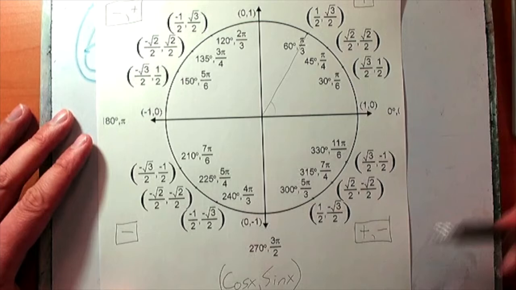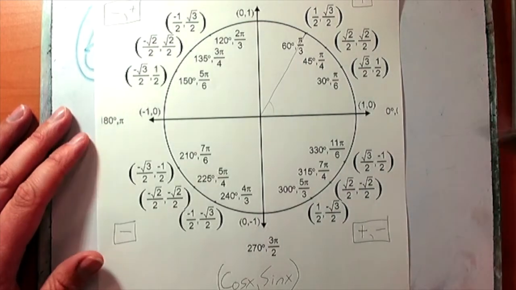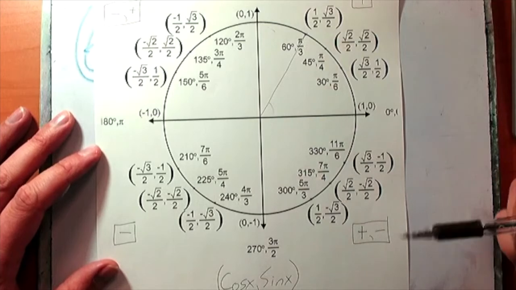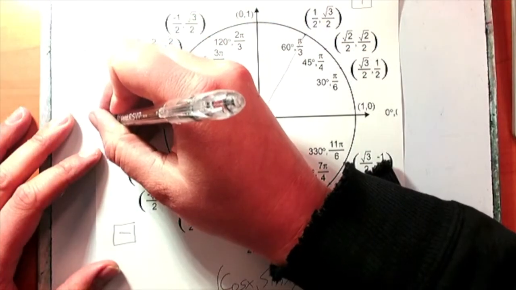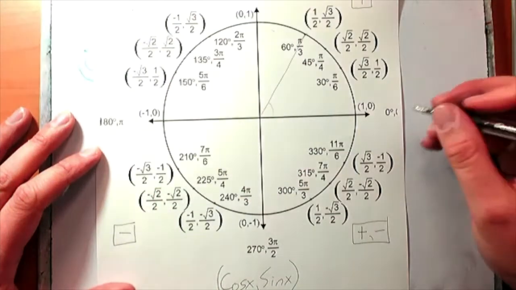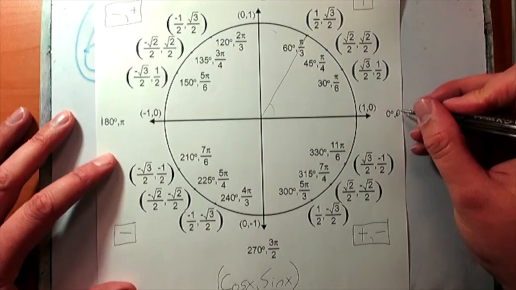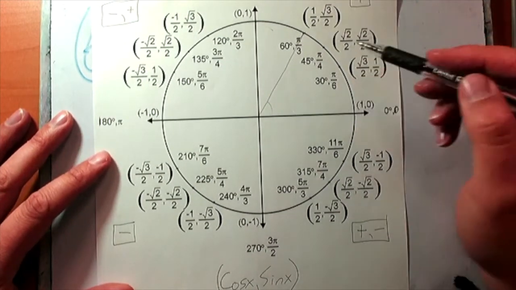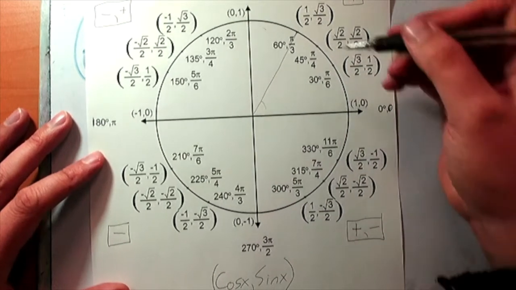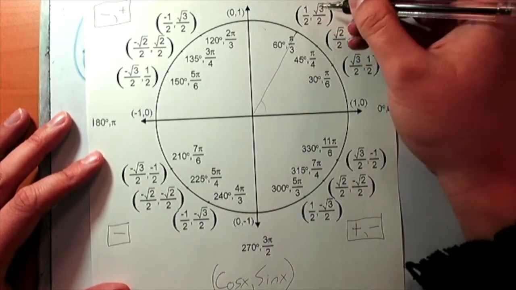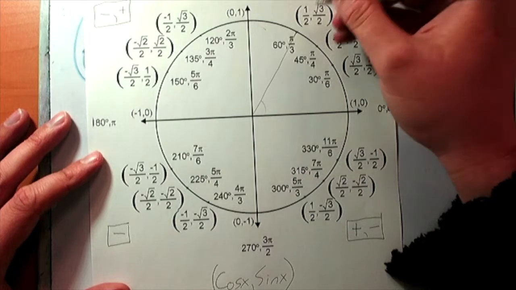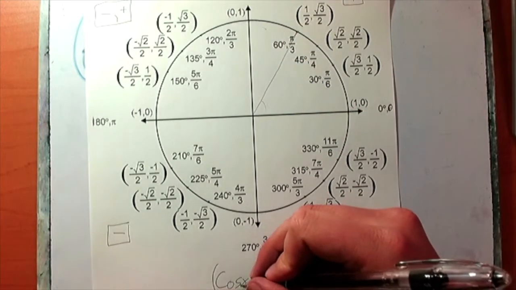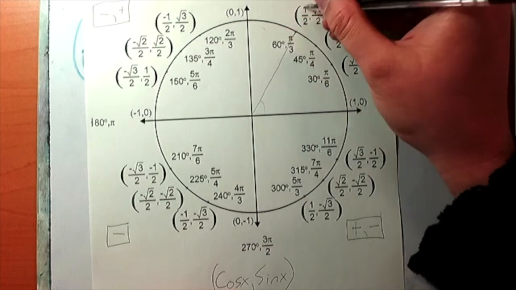I'm going to give you this sheet to work with. Basically, this gives you all the trigonometric ratios for any value in the unit circle that you would need. This is called the unit circle. That's 180. That is also 0. What are these numbers? When you take cos of 60 degrees, cos of 60 degrees is 1/2.